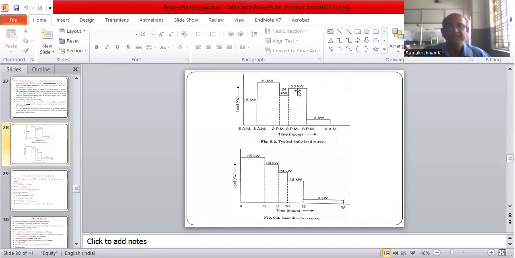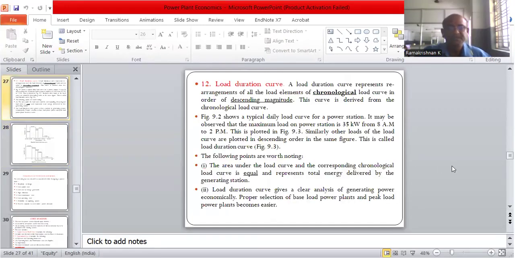Next, the smaller power demand is 30 kilowatt, and it is for 3 hours. Similarly, all the power demands are set in descending order. Here the area under the curve does not change between the load curve and the load duration curve, because the power demand and the time duration are not altered.